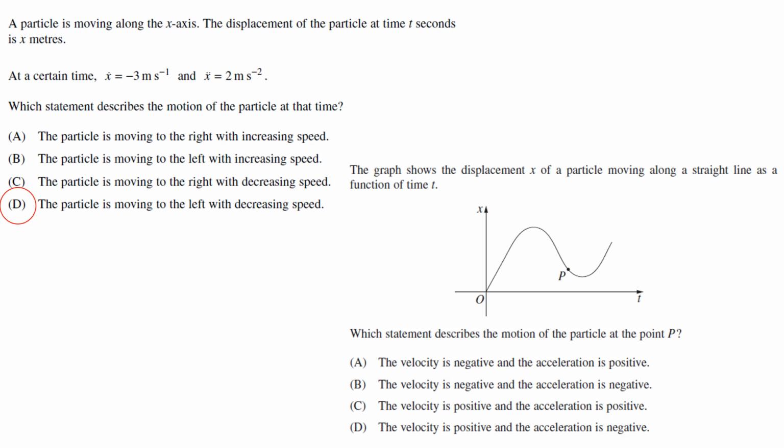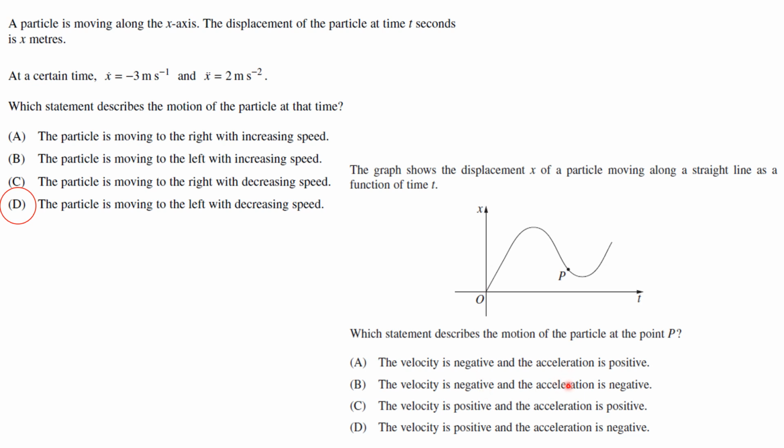Here's the other question. The graph shows the displacement x of a particle moving along a straight line as a function of time t. Which statement describes the motion of the particle at point P? So we have various options about the velocity being positive or negative, and various options about the acceleration being positive or negative. So at point P, what's the velocity doing? The velocity is the first derivative, so that's testing, increasing, decreasing, or stationary. What's it here? It's decreasing, so it's either going to be A or B.